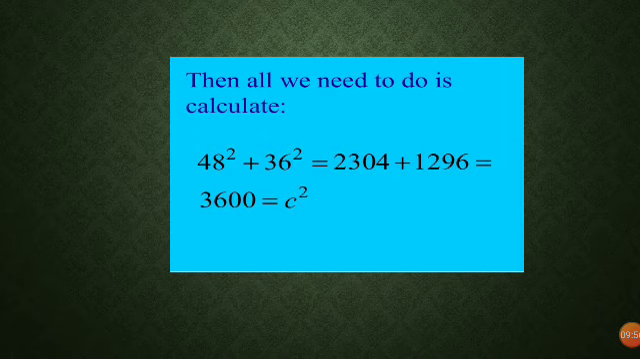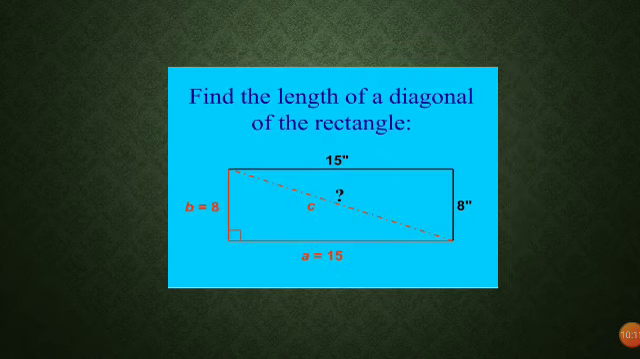So C square value: 60 into 60 is 3600. So we get the value C equal to 60.